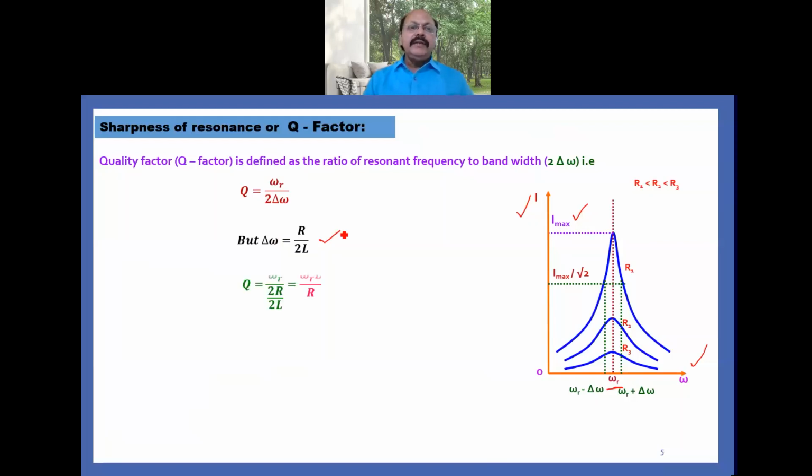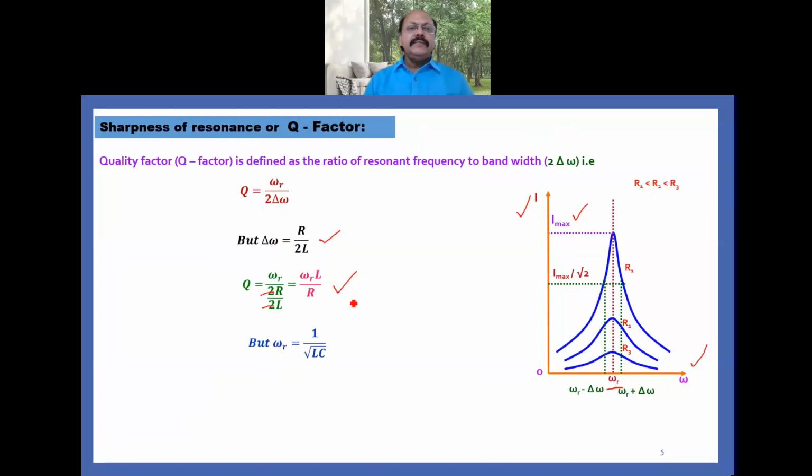Then what you will get? Q equal to omega r upon 2 R upon 2L. And then this 2 and 2 get cancelled. And after solving it, it comes Q equal to omega r L upon capital R.